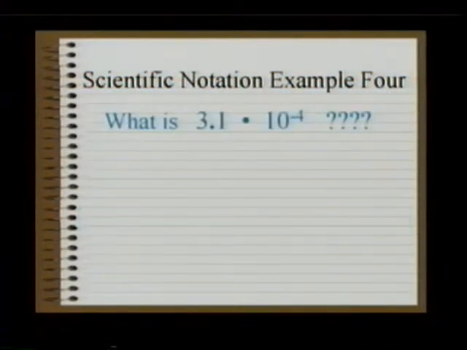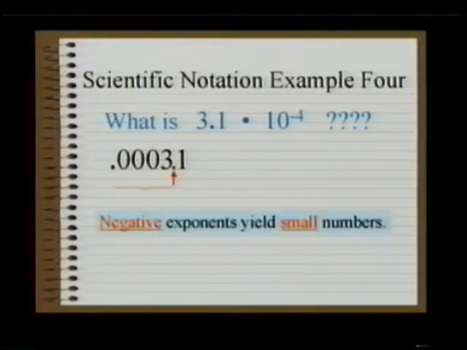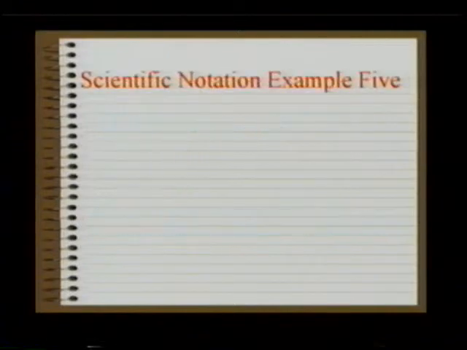So a whole bunch of these, because you are going to use these, okay? 3.1 times 10 to the minus 4th. Now I don't have any 0 places to put for 3.1, so I'm going to create them. I put my decimal at the 3.1 and I move over 4 places in the smaller direction, okay? Negative exponents yield small numbers. Remember that. Okay, let's go the other way.